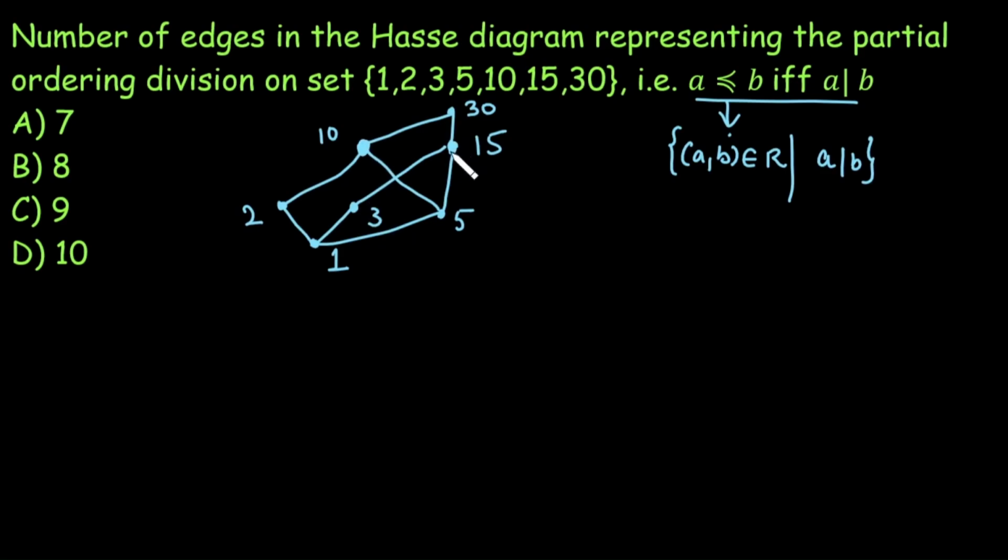So here we need to count the number of edges in this case. So the total number of edges in this case is what? First edge, second, third, fourth, fifth, sixth, seventh, eighth, ninth. So the answer in this case is option C.